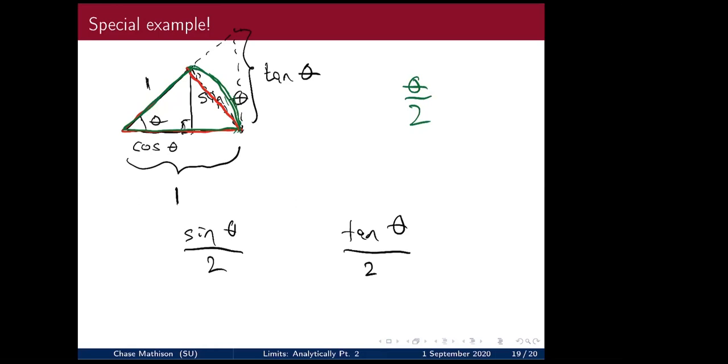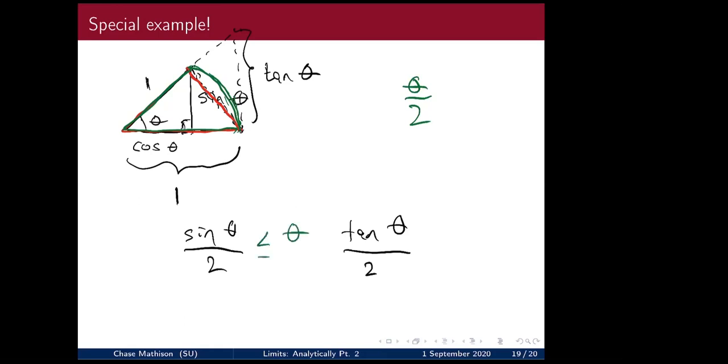Well, this sector of a circle is an angle of theta, so it is theta over 2 pi of a full circle, right? Because there's 2 pi radians in a circle. And so you just multiply the area, pi, by the theta over 2 pi that this sector is actually taking up, and you get the area of that sector has to be theta over 2.